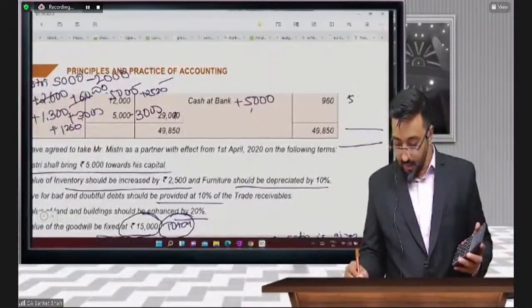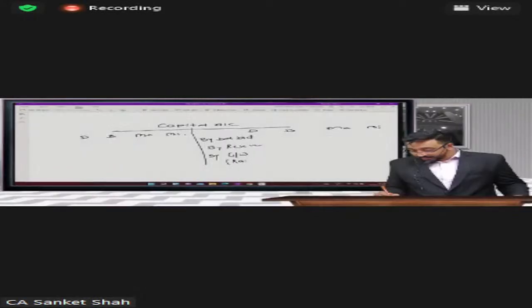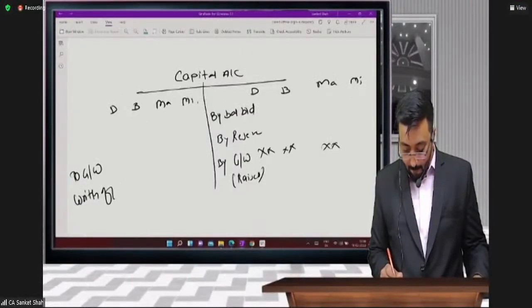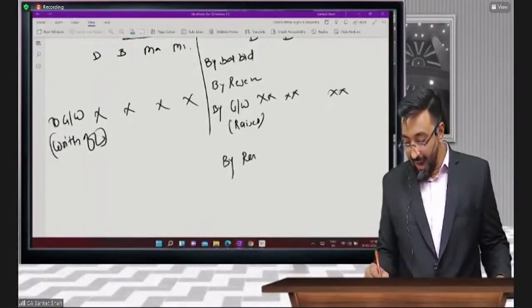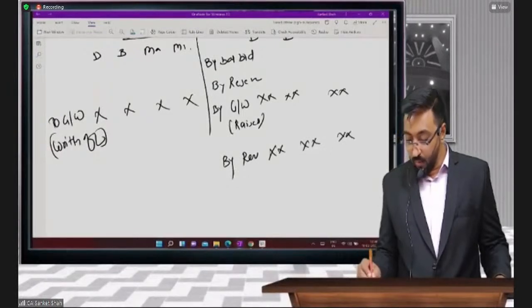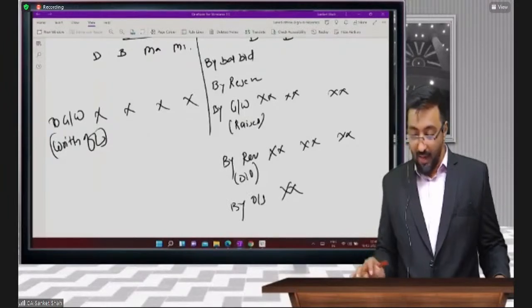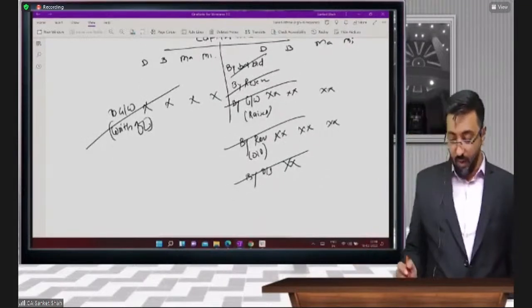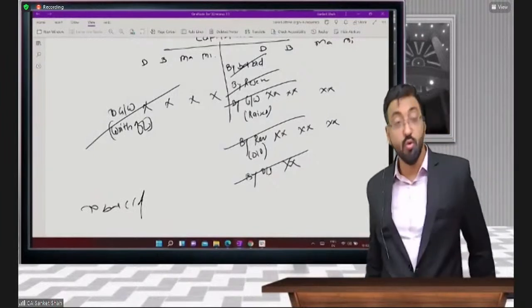And asset side, this is 5,960 plus 5,960 in Dalal, Banerjee, and Malik, and by goodwill written off in all 4 columns, and then by revaluation. Revaluation only for old partners, and then by outstanding liability in Dalal. So there are 1, 2, 3, 4, 5 on credit side, 1 on debit side, and then you will write to balance carried down. This is how your capital account will look like.